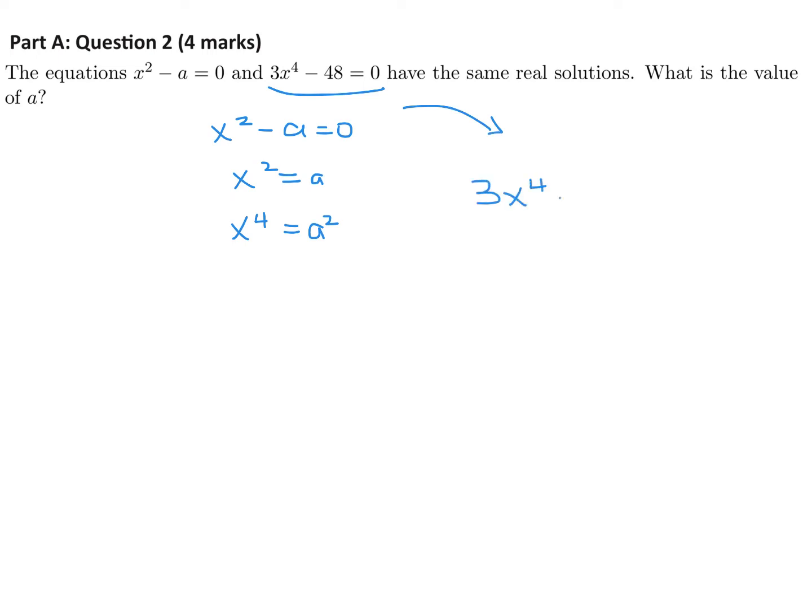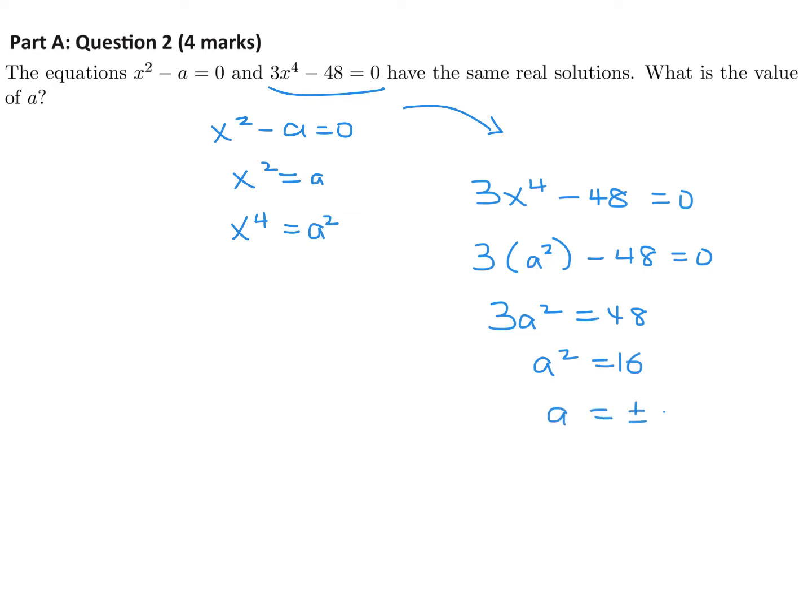3x to the power of 4 minus 48 is equal to 0. So 3x to the fourth is 3a squared, minus 48 is equal to 0. So 3a squared is equal to 48, and therefore a squared is equal to 16. A, therefore, is equal to plus or minus 4.